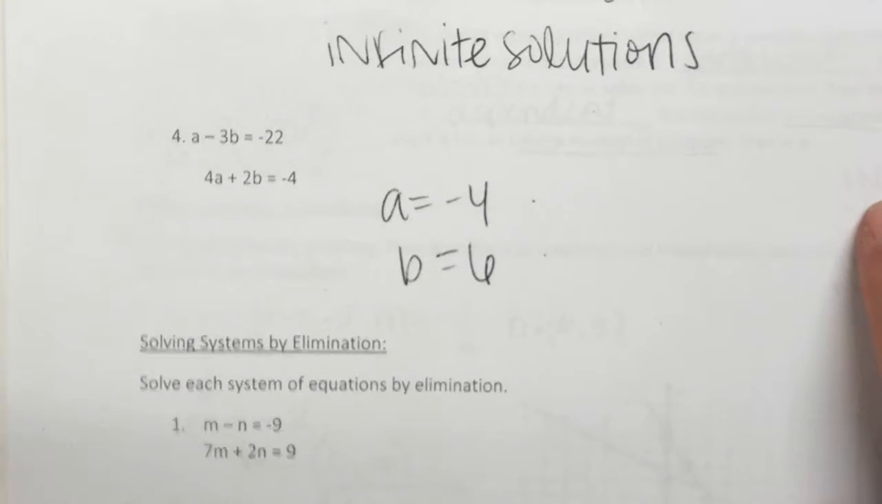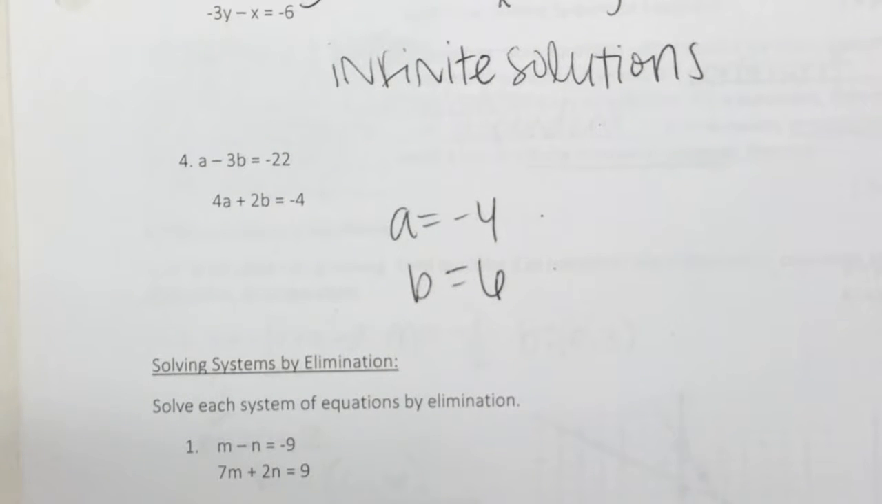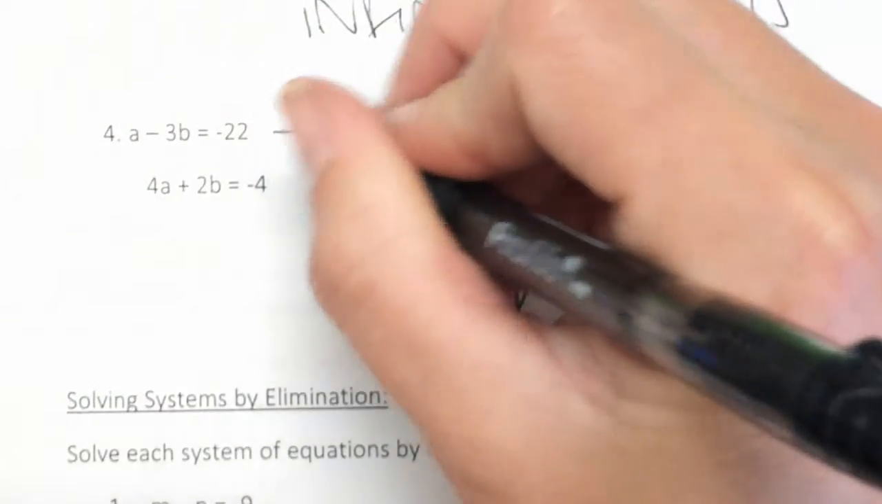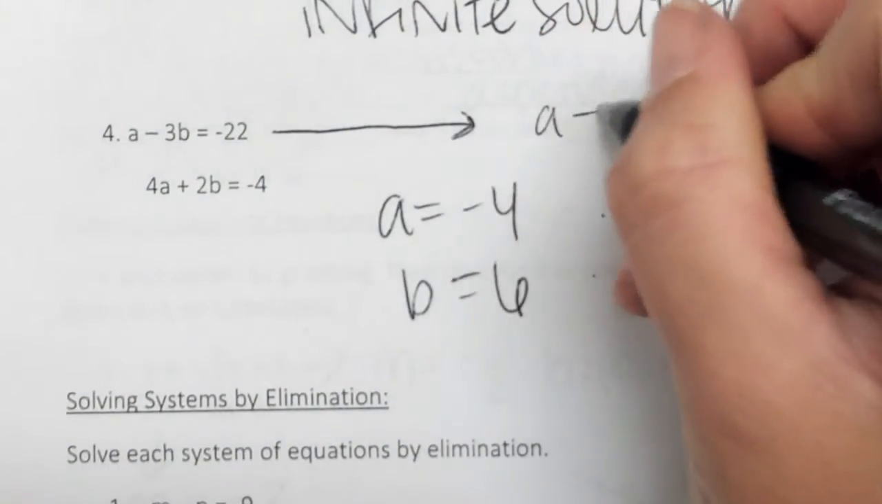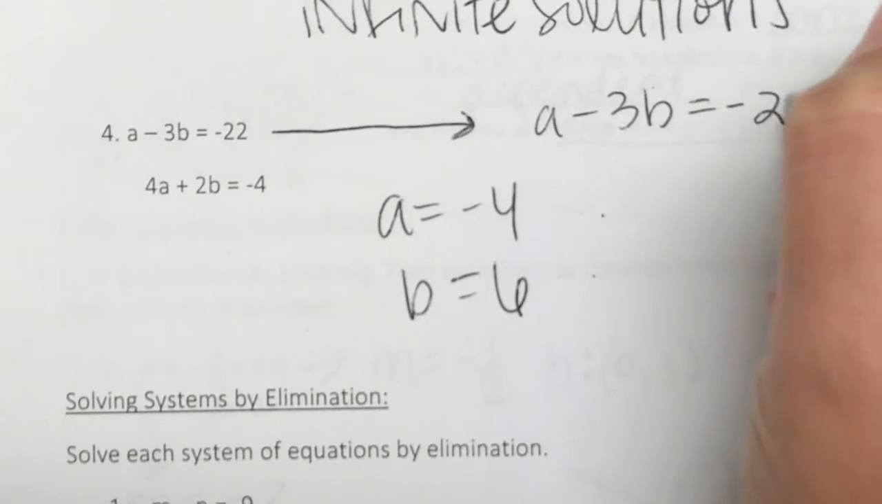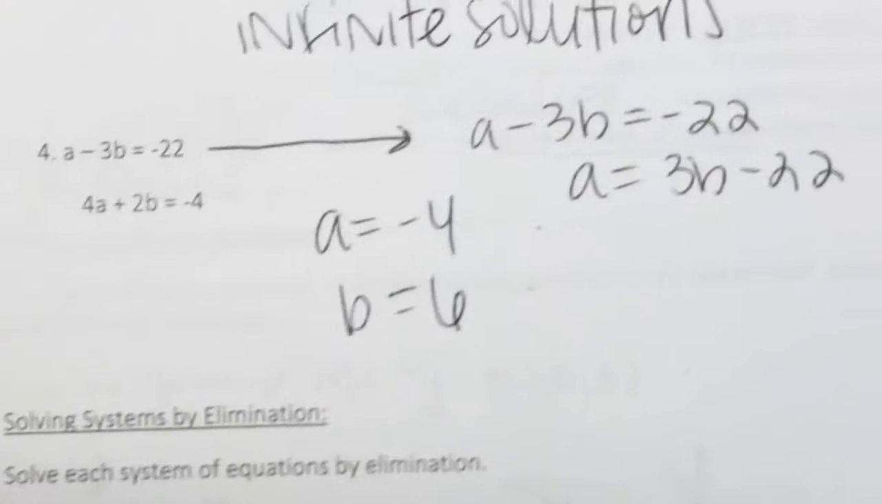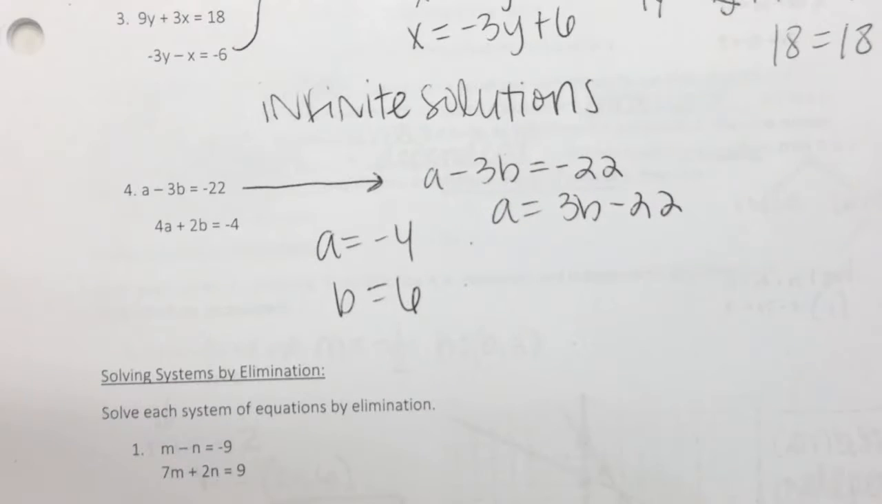Alright, Sierra, help me out with this one. Which letter did you solve for? A. And the first one? Yes. Okay. So how would you solve for A? I added the 3B. Okay. And so you should have got 3b minus 22. Did everybody get that part?